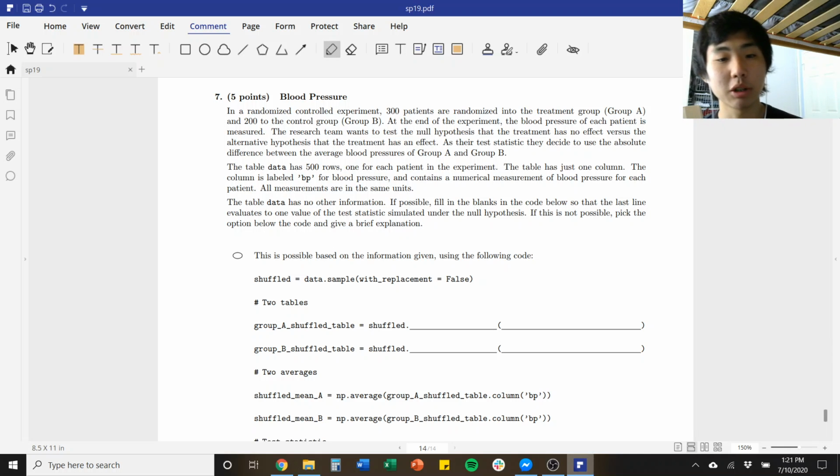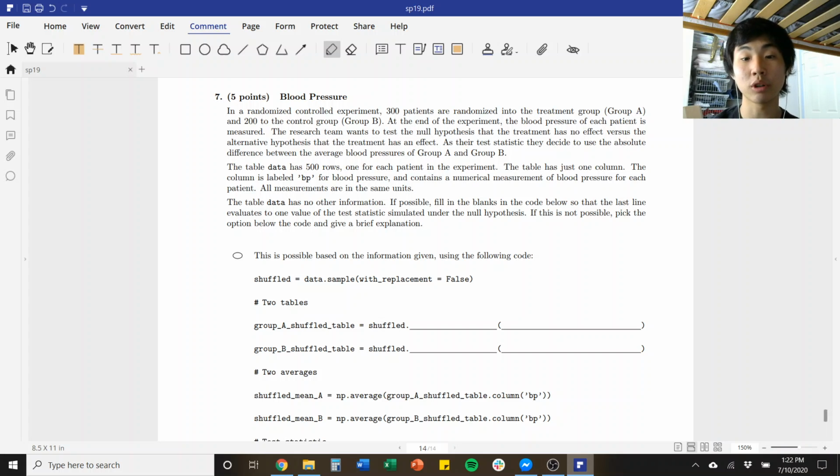Question 7 is about blood pressure. So we have an experiment where we put some people in a treatment group, specifically 300, and then we put 200 in a control group, and we measured the blood pressure of each at the end of the experiment. So our null hypothesis is that there is no effect on blood pressure, and the alternative is that there is an effect on blood pressure.